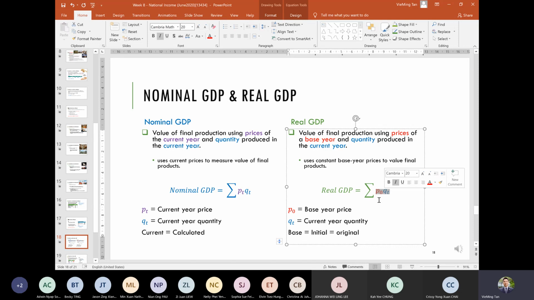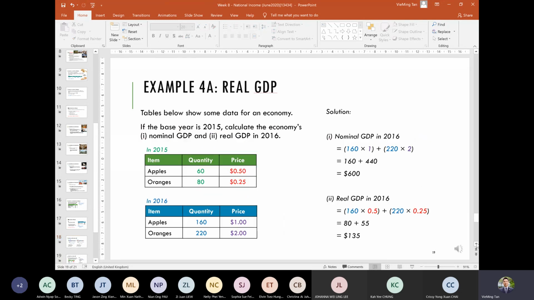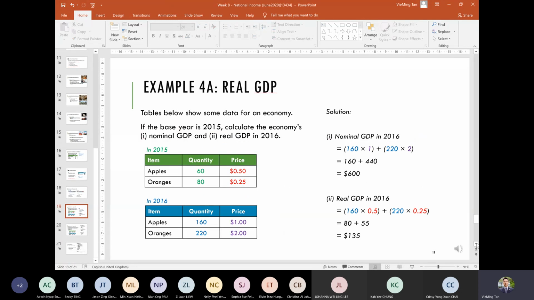That means by using the base year price, we try to remove the effect of price increase of the product, and this will remove the inflation effect. Inflation effect will be removed. Okay, so this is the good thing about using real GDP. Let's try to apply how to calculate the nominal GDP and real GDP by using example 4A.